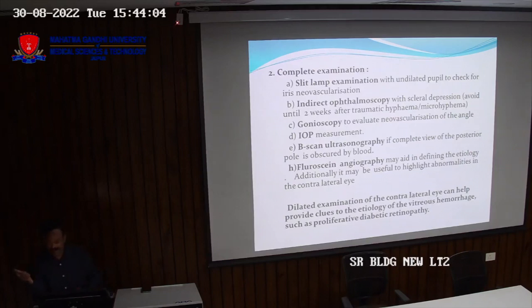And the dilated examination of the other, uninvolved eye is equally important, because the pathology which has caused hemorrhage in one eye may be present in the other eye also, or the pathological condition of the other eye may guide you for the diagnosis in the involved eye.